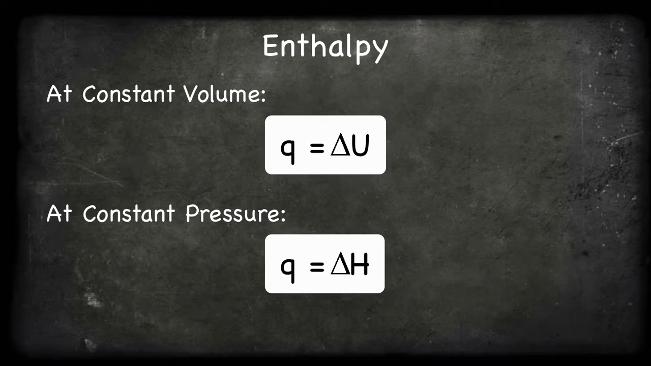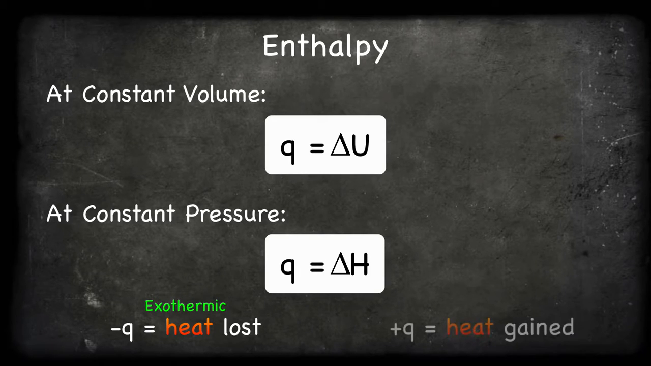Any of the terms in these equations can have a positive or a negative sign to communicate what is occurring. For example, if Q is negative, then heat is being lost from the system and the process is exothermic. If Q is positive, that indicates that heat is absorbed by the system and the process is endothermic. If the system is neither exothermic nor endothermic, then the system is at equilibrium and Q equals 0.